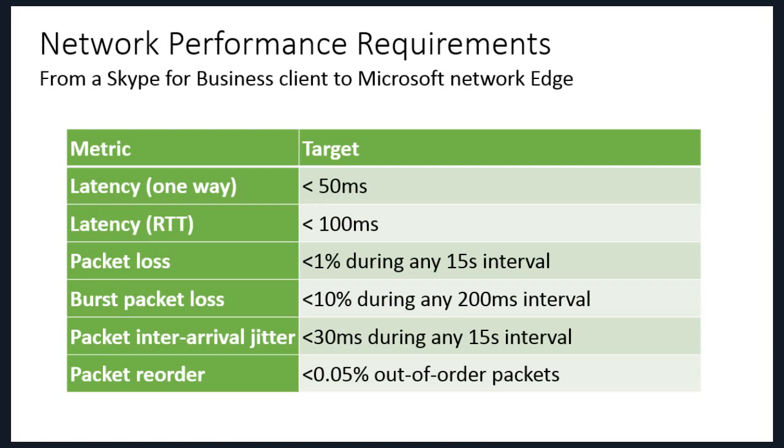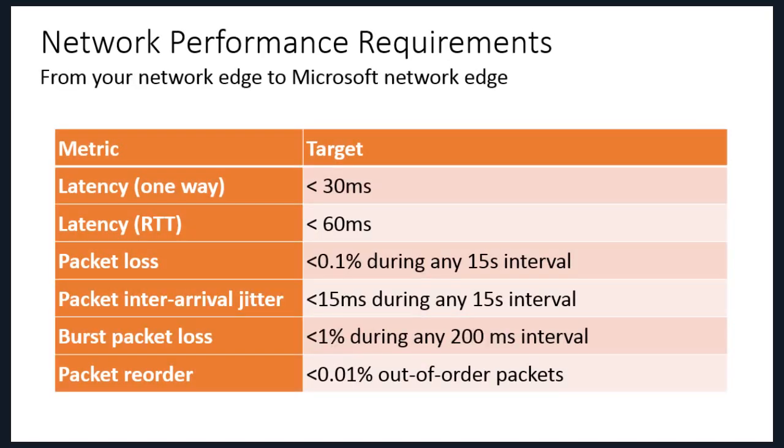And then if we go to the next one, these are the metrics for client to edge, and then here is network edge to network edge. This is basically where you should look at your internet egress point. From there, the quality of the connection from there to our network.